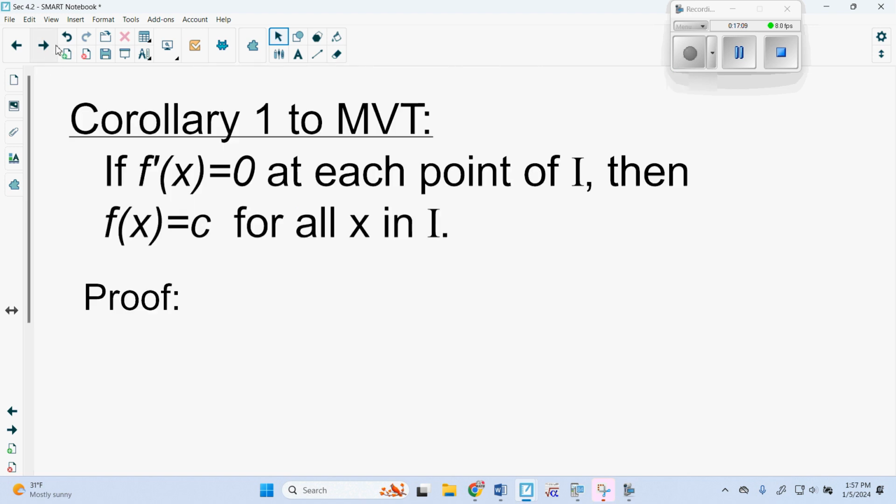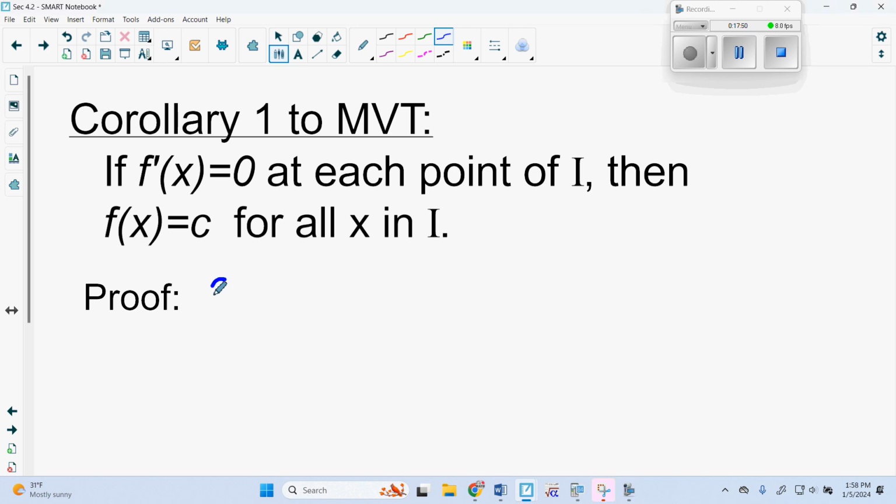Now, as I was saying, one of the things we're going to use the mean value theorem for is to prove a couple of corollaries, which are going to help us later when we do some more stuff in the rest of this chapter. These are not hard corollaries, and I want to use this opportunity to show how we could prove these, given the mean value theorem that we know is true. The first one says, if the derivative equals 0 at every point of an interval, then our function has to be a constant. Which makes sense, right?